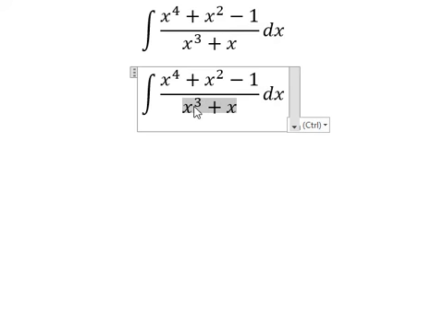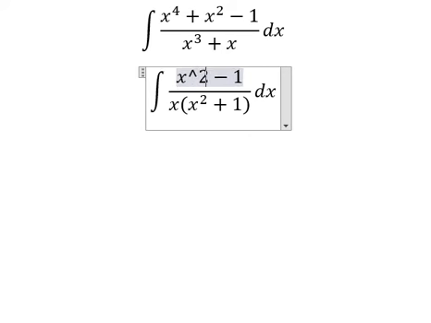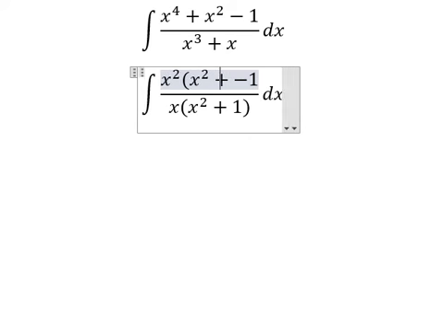About this one, we can do factorization. About this one, we can do another factorization. You get s squared multiplied by s squared plus 1.